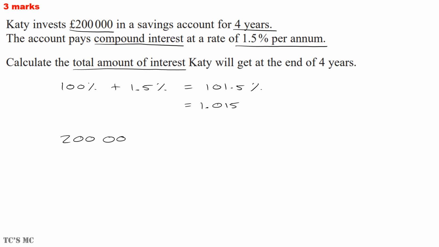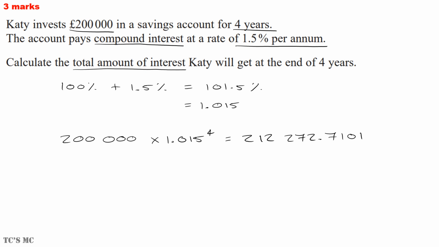We are now going to do 200,000 multiplied by 1.015. For having this line written, you would get 1 mark. For now writing to the power of 4, we would get 2 marks. Type that into your calculator, and the answer is 212,272.7101.